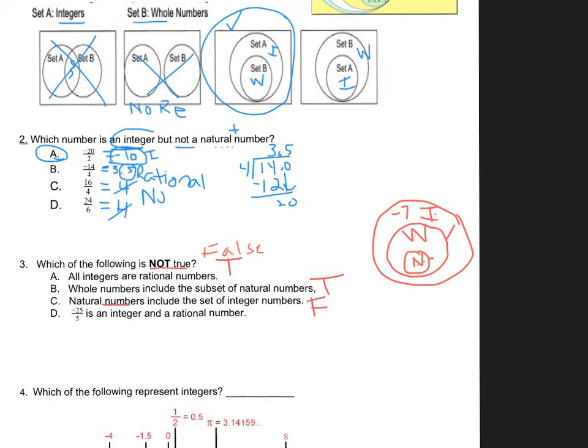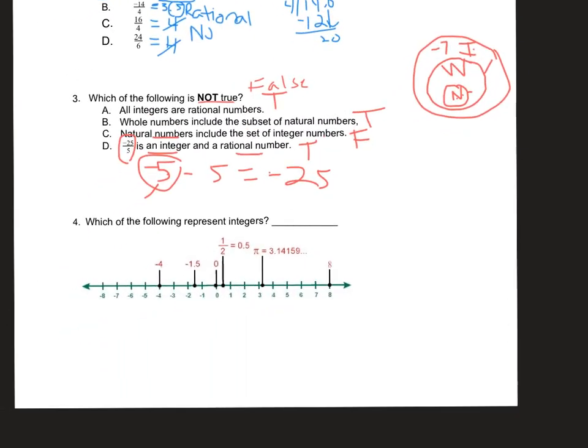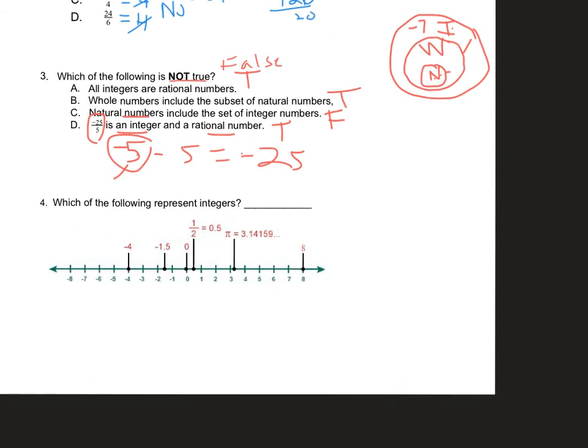Okay, negative 7 cannot be a natural number. Then if I take negative 25 divided by 5, I know my answer has to be negative 5, because negative 5 times 5 equals negative 25. So my answer is a negative 5. Is that an integer? I'm going to say yes, it is. Is it also rational? Yes, it is. So that is true. Okay, let's go ahead and move to which of the following numbers represent integers?